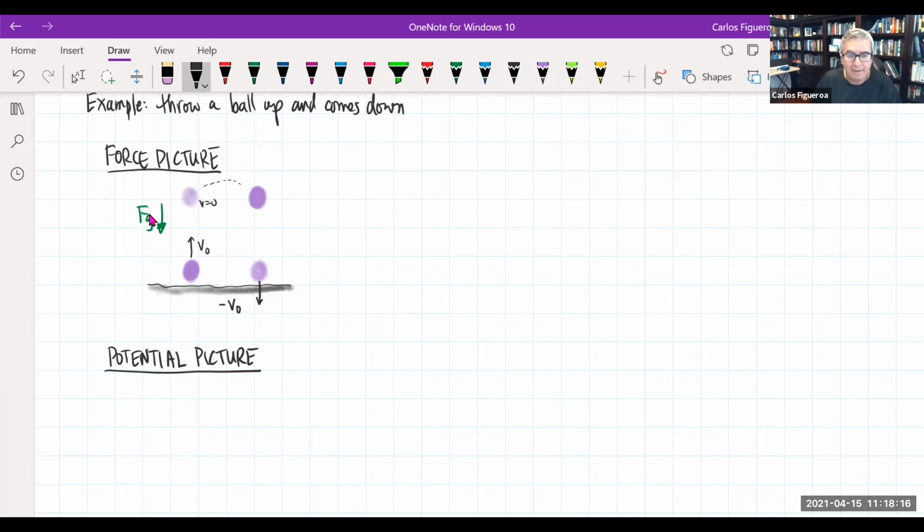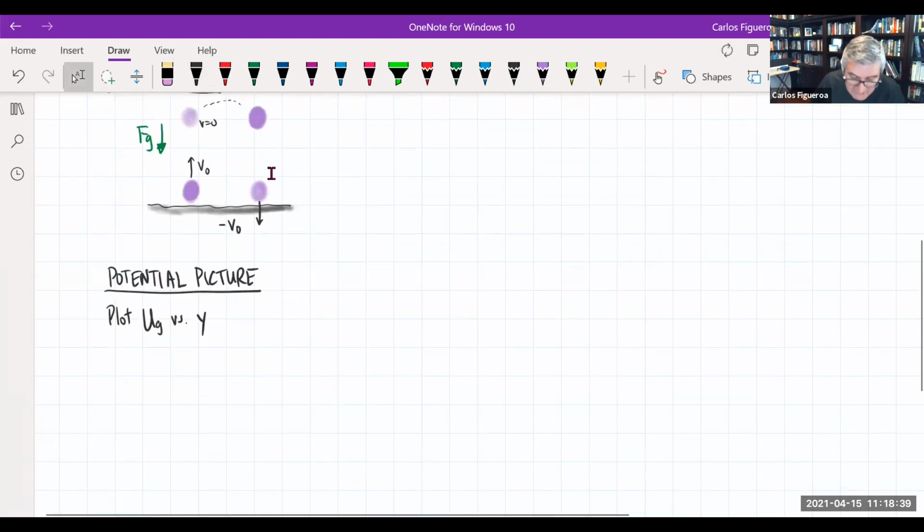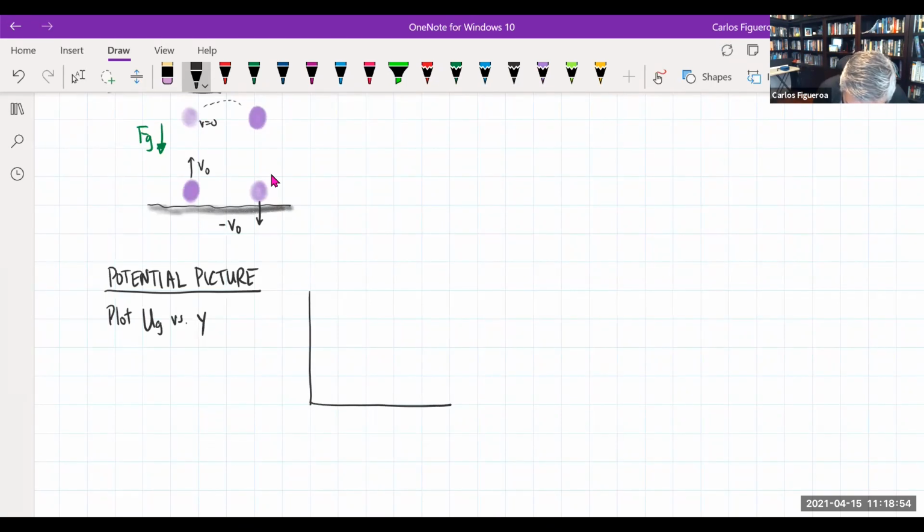So what do I mean by that? Well, for starters here, in the world of energy, what we're doing is that we want to plot gravitational potential versus position. In this case, I'm going to call it y. And so when I look at this picture, what does it really mean? Well, if I plot this, what am I really plotting? I'm plotting this function here, right? So I have this function that looks like this, and I have what? UG is going to be mgy.